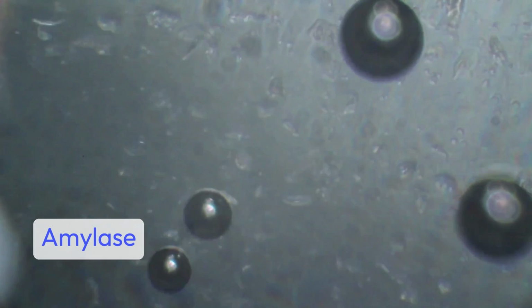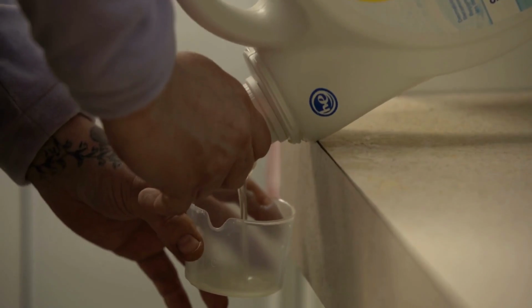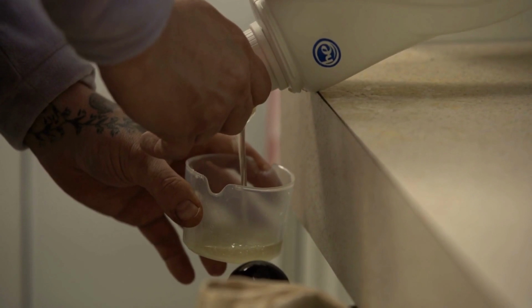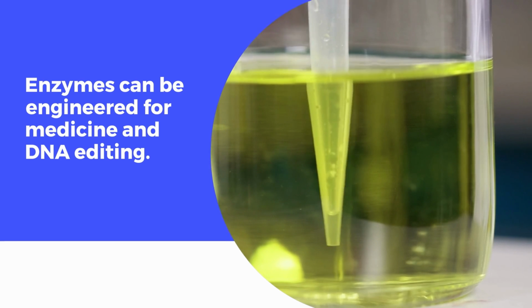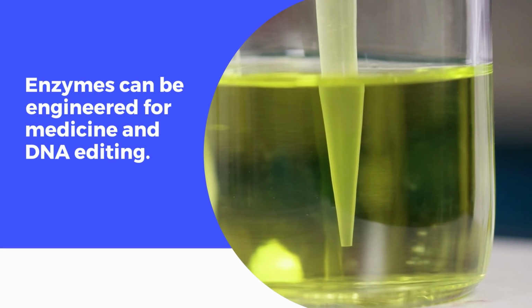Example. Amylase breaks down starch in your saliva, starting digestion before food even hits your stomach. They're not just in your body. Enzymes clean your clothes too. Look at that detergent label. Scientists even engineer enzymes for medicine, like making clot-dissolving enzymes to treat heart attacks and strokes.